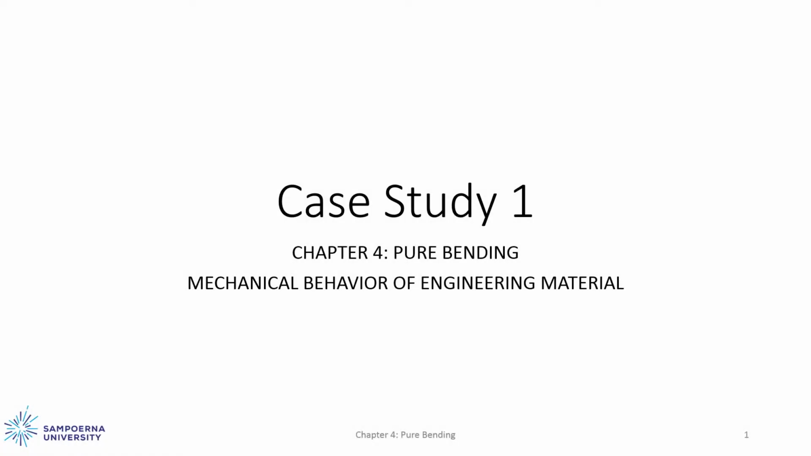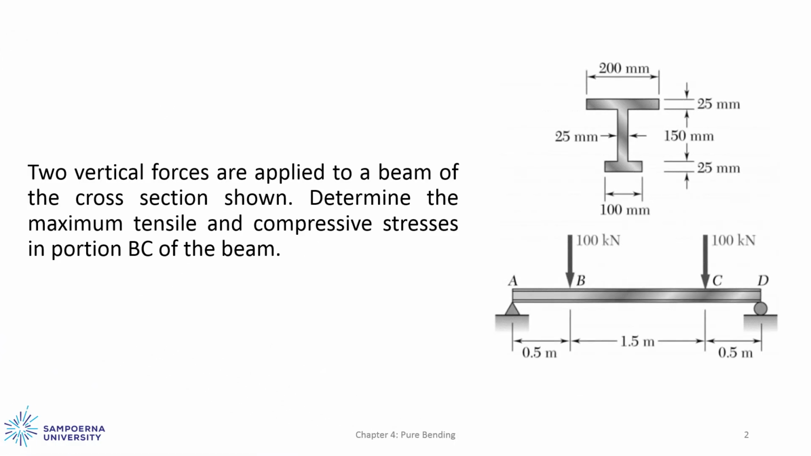Chapter 4, Case Study 1. Here we have a beam with two vertical forces applied to the beam of the cross-section shown. Determine the maximum tensile and compressive stresses in portion BC of the beam.